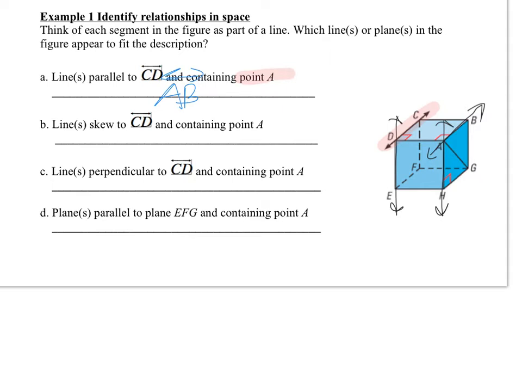Line skew to CD containing point A. So skew to CD containing point A would be line AH. Lines perpendicular to CD containing point A. Okay, you can see the little perpendicular marking there. So that would be AD.